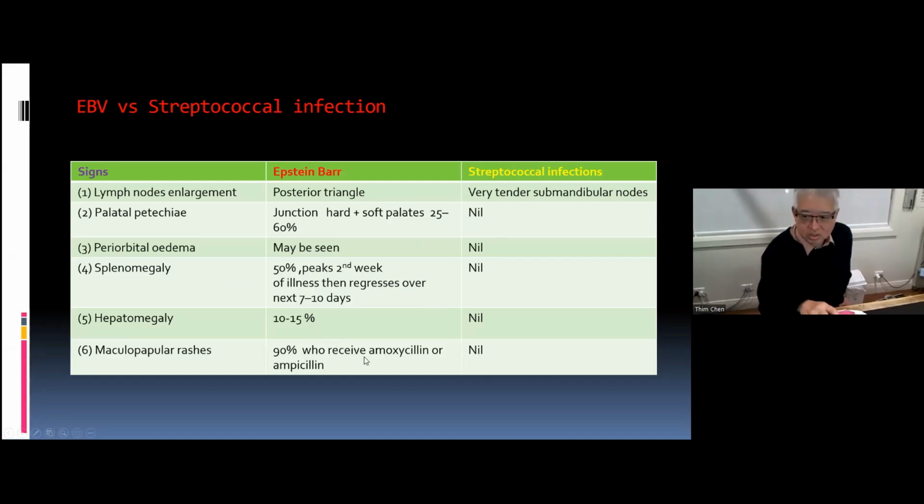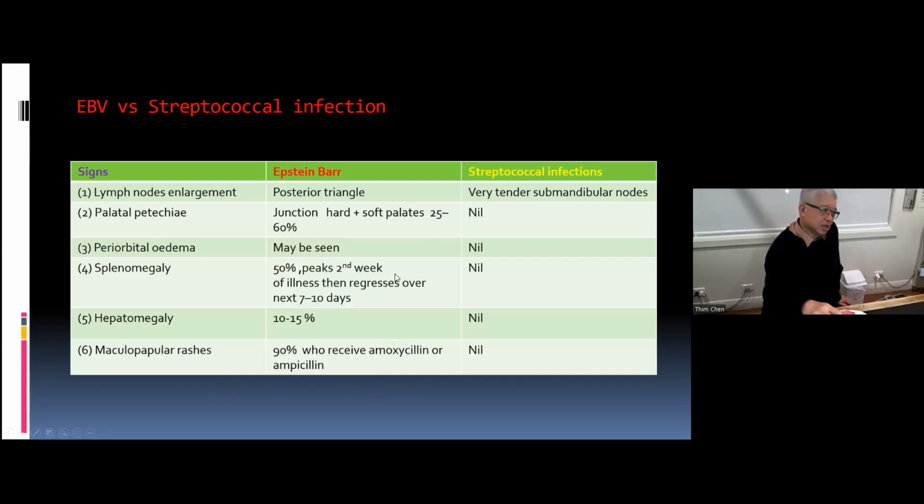Rashes, you can see in children, but you can also get amoxicillin macular papular rashes, but you can get it with other antibiotics as well. So it's not just amoxicillin. You can get it with cephalosporin, you can get it with even other antibiotics, cefalexin as well. Although amoxicillin is the most commonly causing this. So if you have to start antibiotic for tonsillitis and you're not sure, try not to start amoxicillin because it can create these sort of issues.